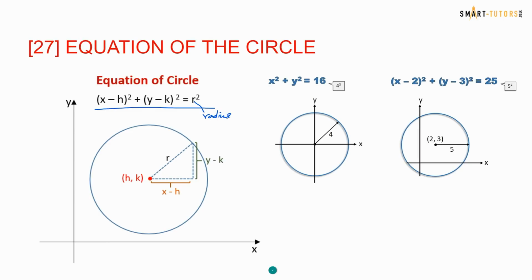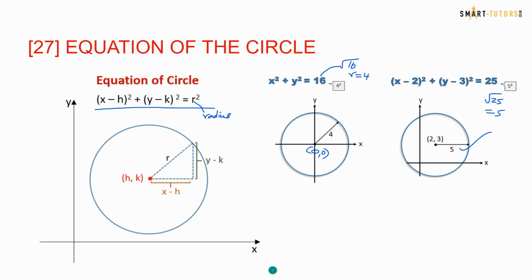x squared plus y squared equals 16 means the center point is going to be (0, 0), and the square root of 16 is radius 4. That is the answer for the first question. Second question, (x minus 2) whole thing squared plus (y minus 3) whole thing squared equals 25. Square root of 25 gives 5, which is the radius of the circle.